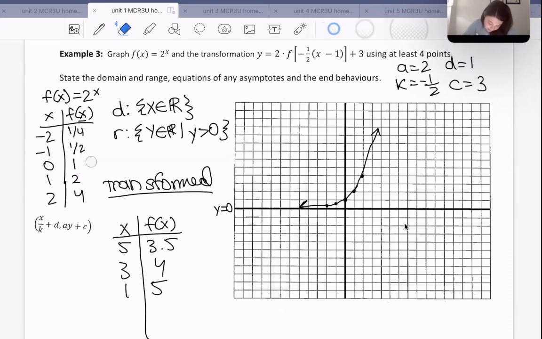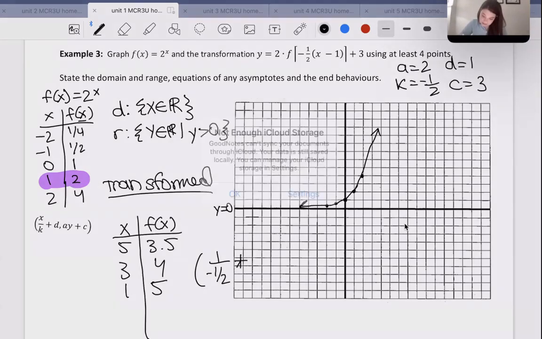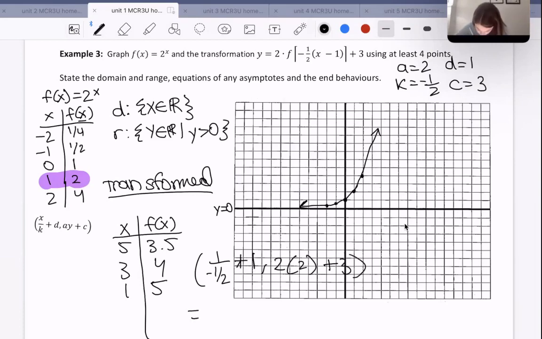And let's do one last one. Let's not bother with the 2, 4 because they only asked for at least 4 points. We could, there's nothing wrong with that, but it only says we have to do 4 points, so I'll just do 4. So here it's 1 over negative a half plus d, so plus 1, comma, a times y, so 2 times 2 plus c, so plus 3. So that's equal to 1 over 1 over 2, so that's negative 2 plus 1, comma, 4 plus 3. So that is negative 1, comma, 7.